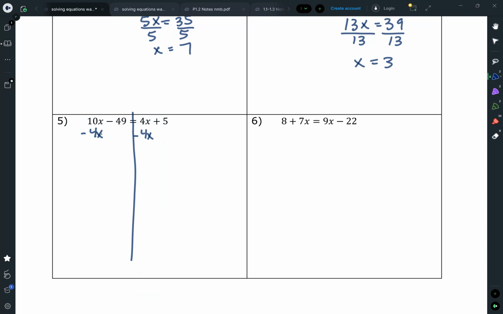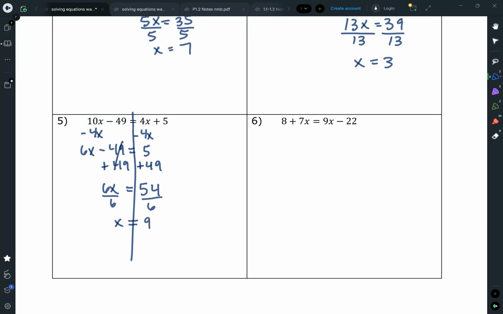So 10x minus 4x is 6x minus 49 equals. On the other side, 4x minus 4x zeroes out, becomes 0. I'm just left with 5. And now we have our familiar two-step equation again. We'll go ahead and add 49, and then we'll divide. Let's see, this makes 54, divide by 6. My answer should be x is equal to 9.